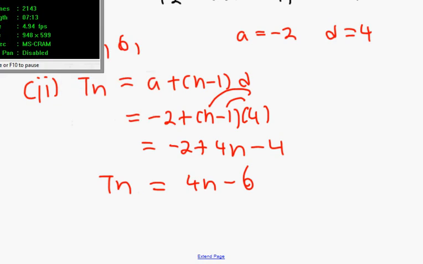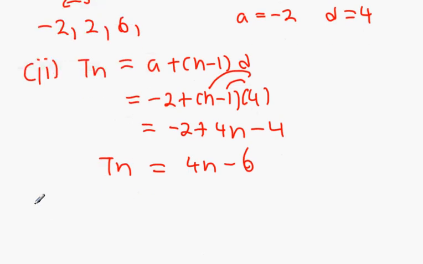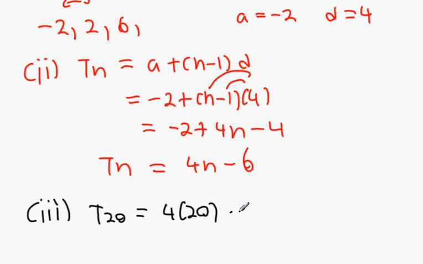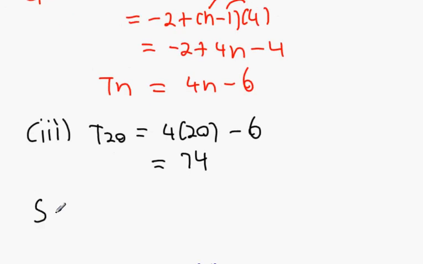Any questions about that one? To get T20, what we do is the following. T20 basically means replace all n's with 20. 4 times 20 minus 6. 4 times 20 is 80. 80 minus 6, 74. Okay? Now what's next is S20.